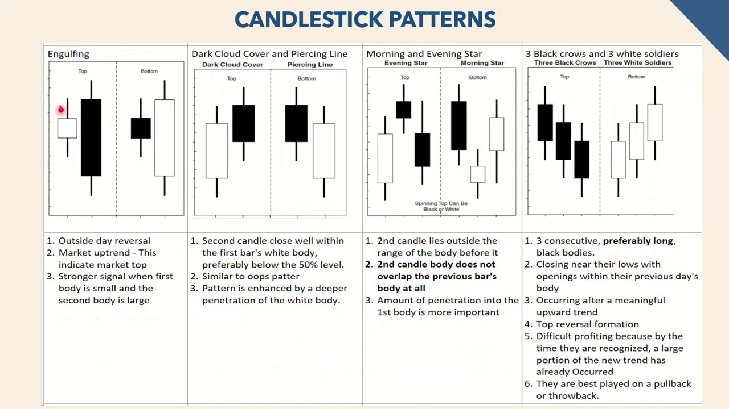Next pattern we are going to see is engulfing. The pattern formation is like this: first we have a small range candle, where the body of the first candle is small, and the second candle's body is bigger than the first candle's body. It engulfs, so we have the name engulfing. This is the top engulfing formation and this is the bottom engulfing formation.